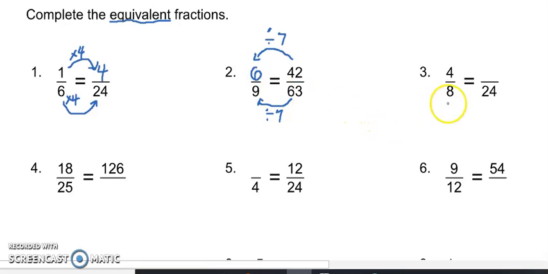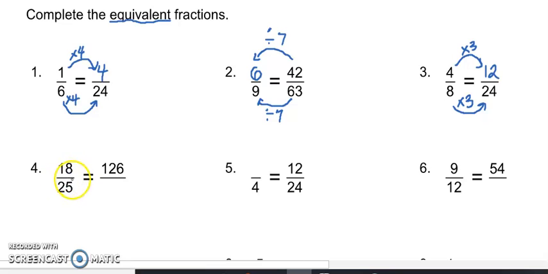All right, let us look at another one. 4/8, what is the equivalent fraction that has a denominator of 24? We know that moving from 8 to 24, the number is getting larger, therefore we will have to multiply. So what do we need to multiply 8 by to get 24? We need to multiply it by 3. 8 threes are 24. That means that we will have to multiply the 4 by 3 as well. And 4 times 3 is 12. Okay, very easy.